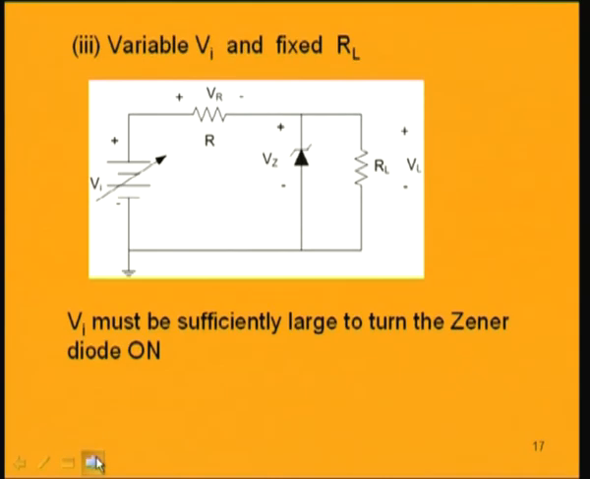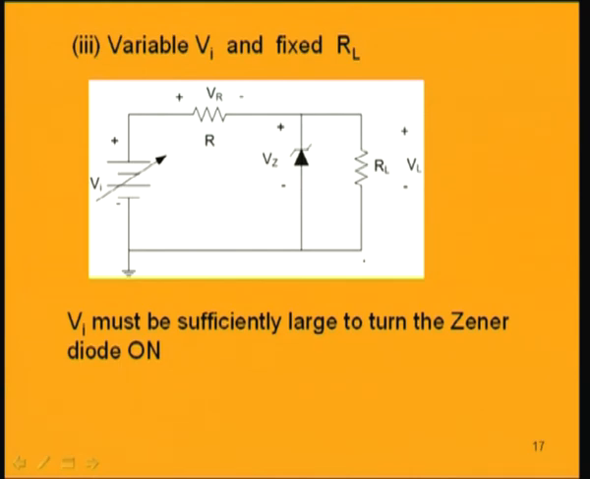Now, another condition may happen when the input voltage Vi is variable, but RL is fixed. Suppose the supply voltage is variable, then in order to find out Vi minimum and Vi maximum rating, how much change can be allowed for the input voltage Vi or source voltage Vi in order to get a constant voltage drop VL, that is the problem.